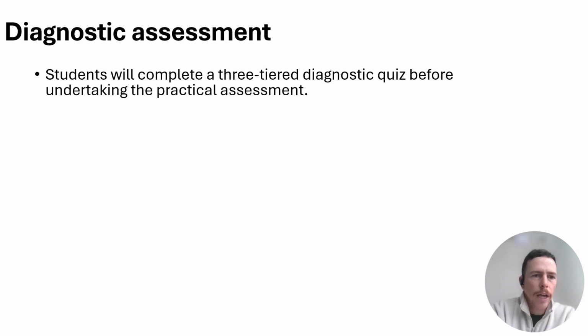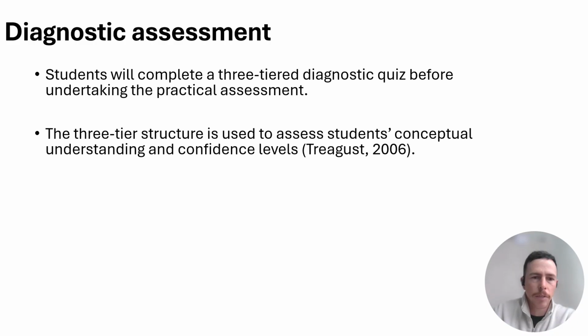So, what we're going to look at is the diagnostic assessment, which has been built on the back of the key knowledge, key skills, and the VCE exam data from the Chemistry 2024 exam. Students are going to complete a three-tier diagnostic quiz before they undertake the practical assessment. The three-tier structure is used to assess students' conceptual understanding and their confidence levels.